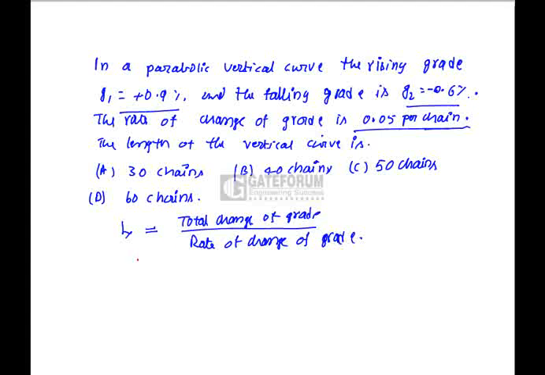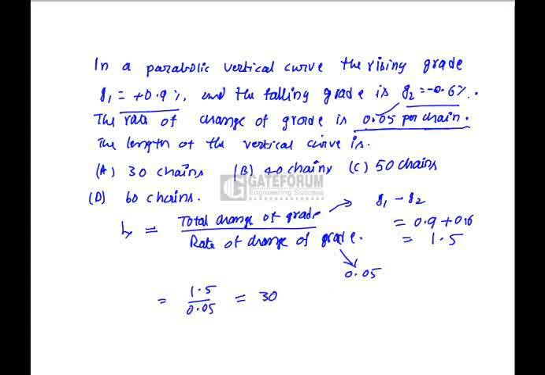Total change of grade is equal to G1 minus G2. That implies G1 is 0.9 minus of minus 0.6, that is equal to 1.5, and the rate of change of grade is given as 0.05 per chain. Therefore 1.5 by 0.05 is equal to 30 chains. So option A is correct.